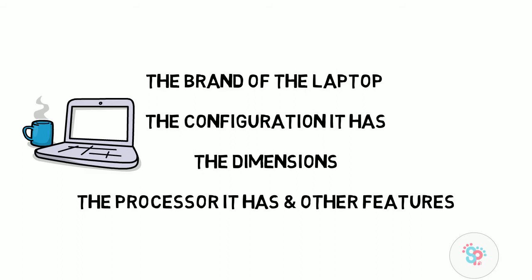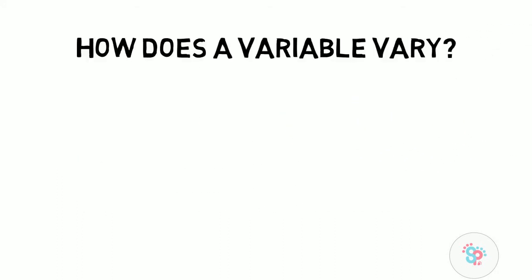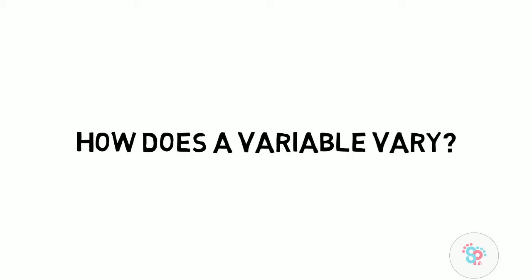And as I said before, the variable expresses the characteristic or attribute of an individual object or element. I hope you understood. Now the next question will be based on how, that is, how does a variable vary, according to which does it vary, etc.